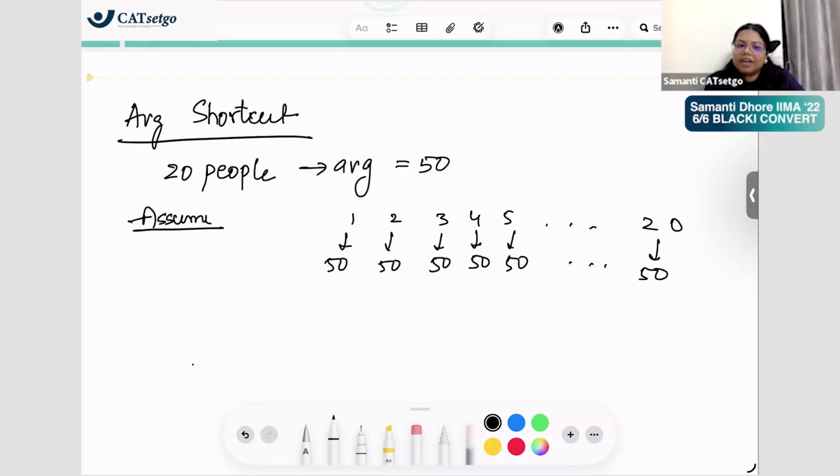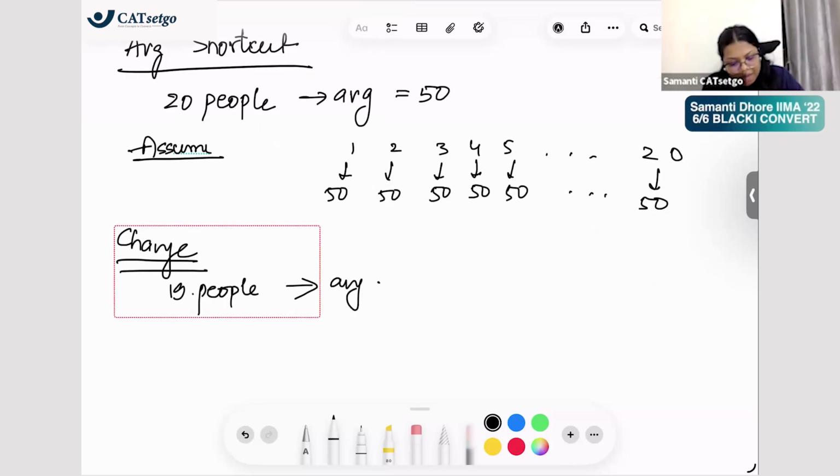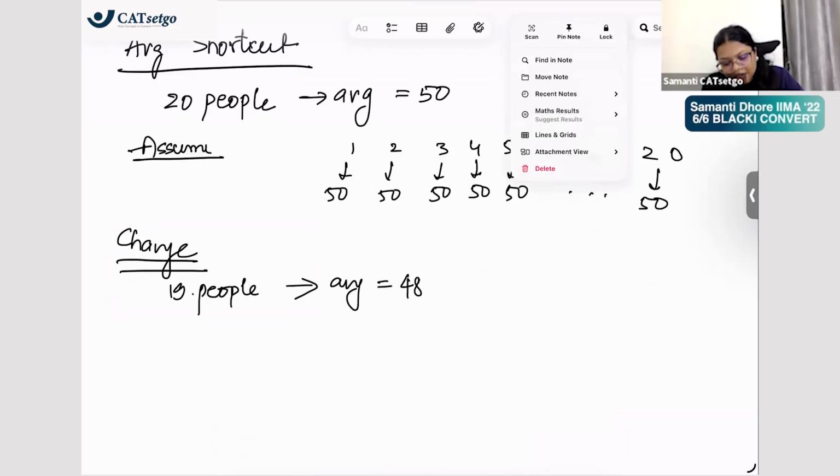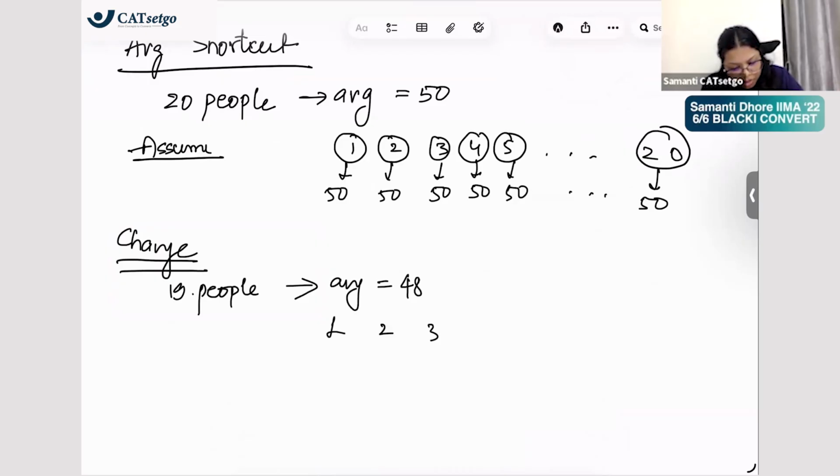Yes. Now, after I can assume this, what is the change that happened? The change that happened was when there were 19 people, when one person was removed, average कितना हो गया? 48. When the average became 48, basically what happened? All these people, 1, 2, 3, 4, 5, so on, यहाँ पे 19 भी था.